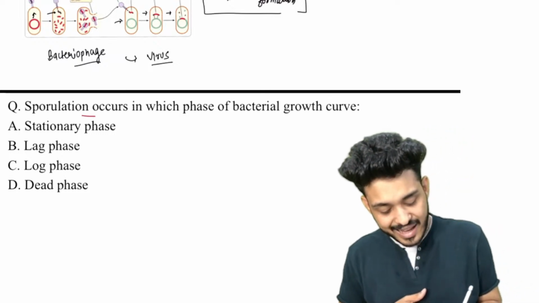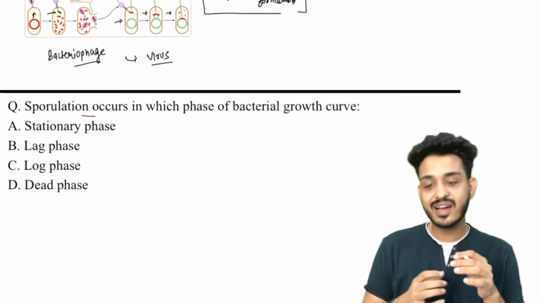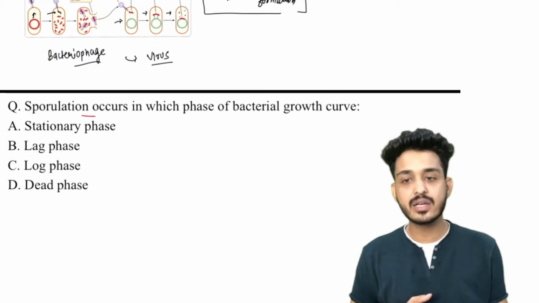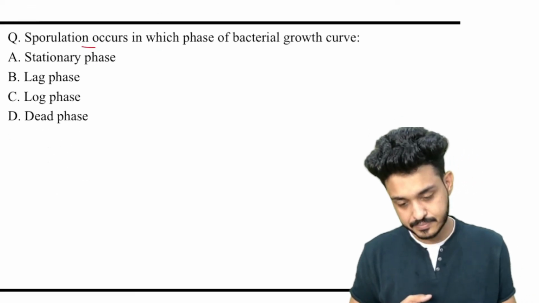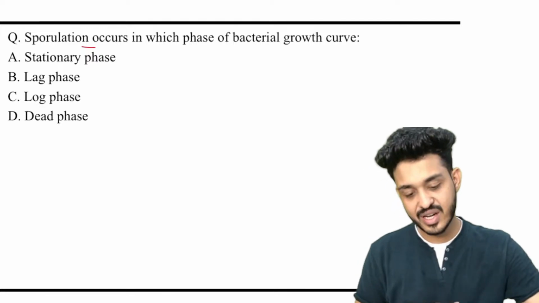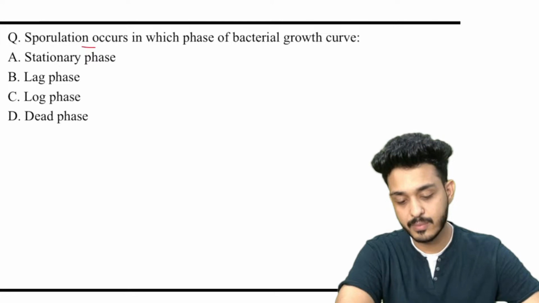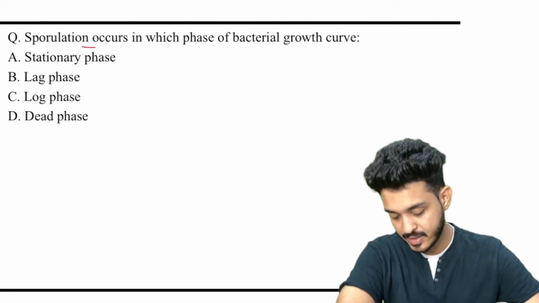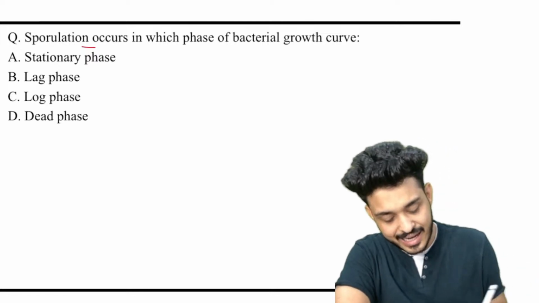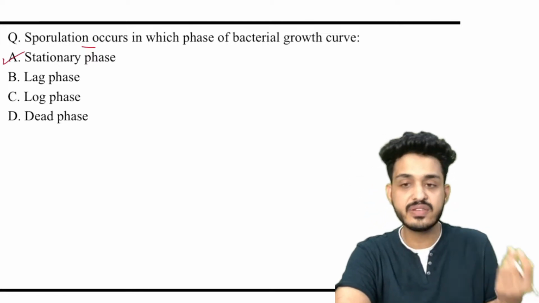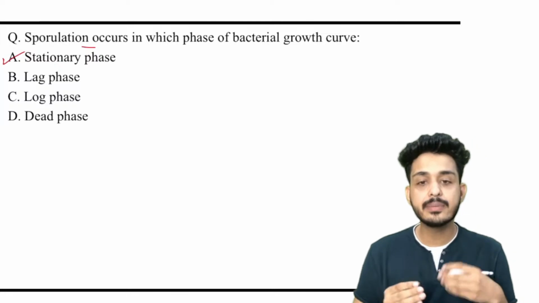Okay, so we are having sporulation. Sporulation occurs in which phase of the bacterial growth curve? Try to answer this one. Stationary. Very good. So that is occurring in the stationary phase. Sporulation means they will be making spores.